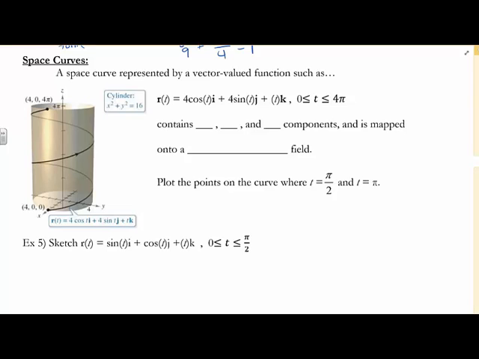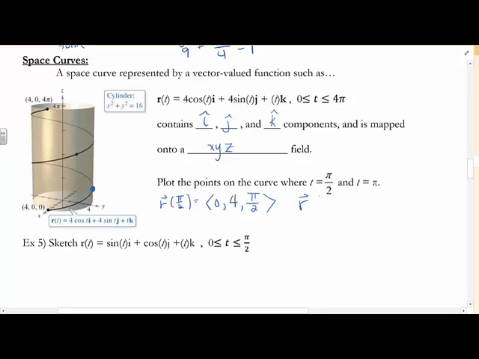Okay? Enough rambling. R of t contains i, j, and k components, and it is mapped onto an x, y, z field, a space field. So if I want to plot points here, when t equals pi over 2, r of pi over 2 is 4 cos pi over 2, which is 0, 4 sine pi over 2 is 4, and t equals pi over 2 would be pi over 2. So the point 0, 4, pi over 2 is this guy right there.